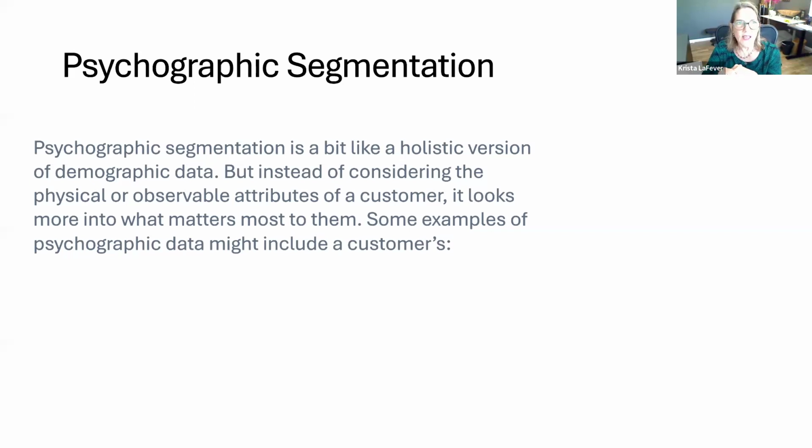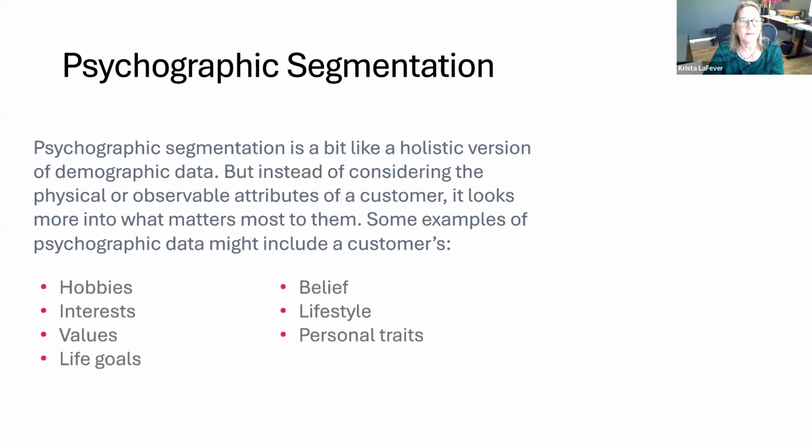For psychographic segmentation, just think of psychological. So instead of considering a physical or observable attribute of a customer, you look at what matters to them. So can anybody guess what an example of psychographic data might include? Something that they're interested in. Pro-aging. That's a good one. Yes. So anything like that. Hobbies, interests, values, life goals, beliefs, lifestyle, personal traits.